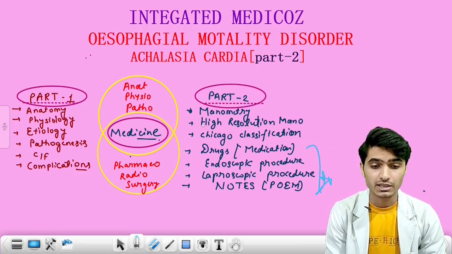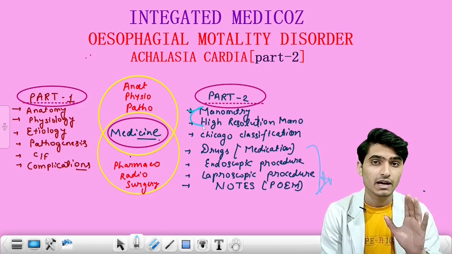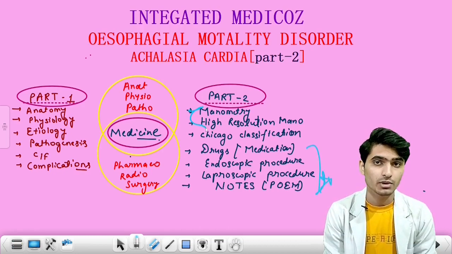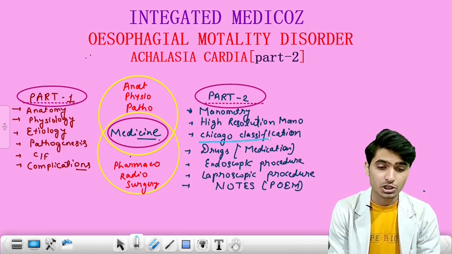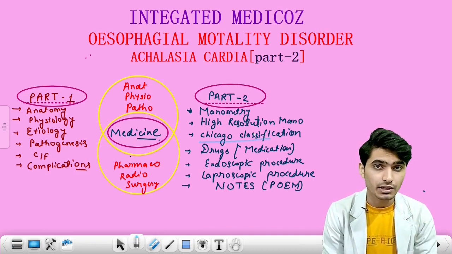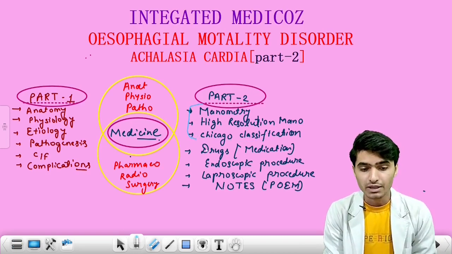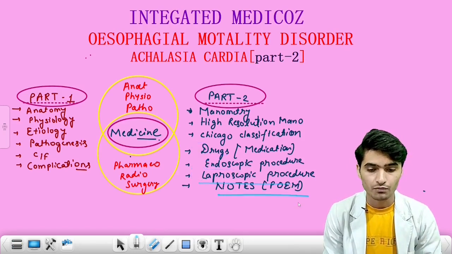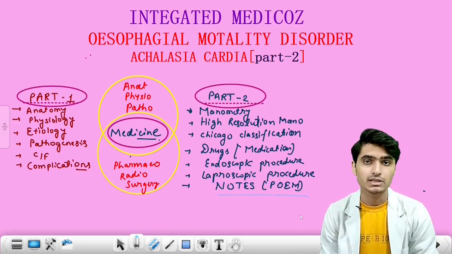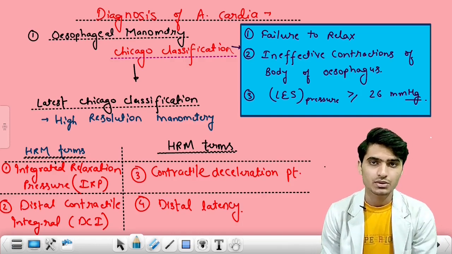Right, and in the case of the diagnosis, we will go for manometry and high resolution manometry. As we have discussed high resolution manometry in our last video, do check it out for more details here. Followed by the Chicago classification, which we have discussed earlier, but now we will discuss it as well. That is the diagnosis. Followed by, we will go for the management section, that is the drugs, followed by the endoscopic procedures and the laparoscopic procedures, and the most important thing, that is the notes. So guys, this is the overview, and now we will go for the diagnosis of Achalasia Cardia here.